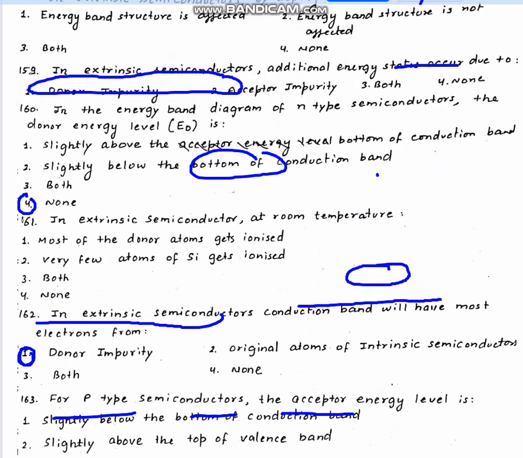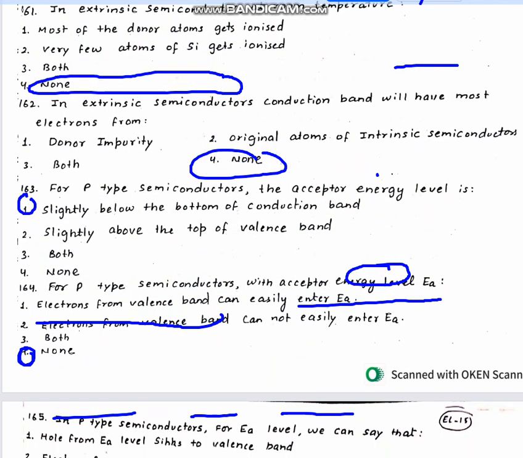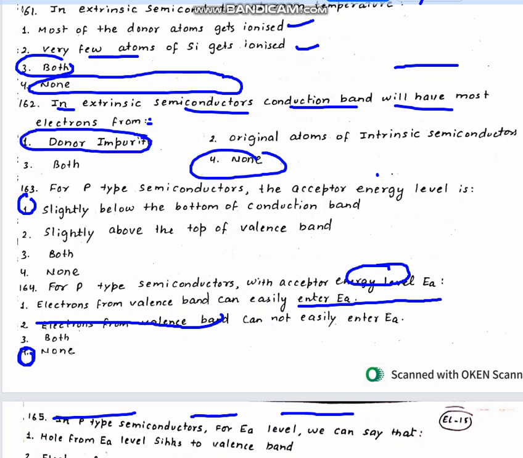So in extrinsic semiconductors at room temperature, most of the donor atoms gets ionized, this is correct, and a very few atoms of silicon gets ionized, this is also correct, so third will be correct over here. Next is in extrinsic semiconductors, conduction band will have most electrons from, so obviously most of the donor atoms gets ionized, so most of the electrons will be from the donor impurity, so first is correct over here.